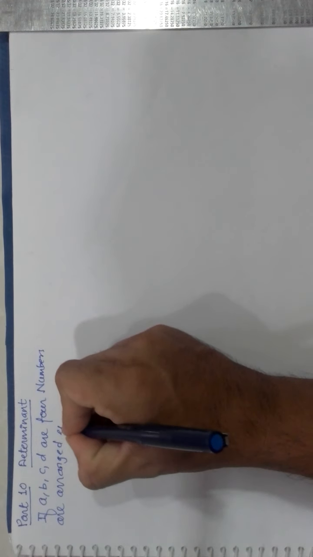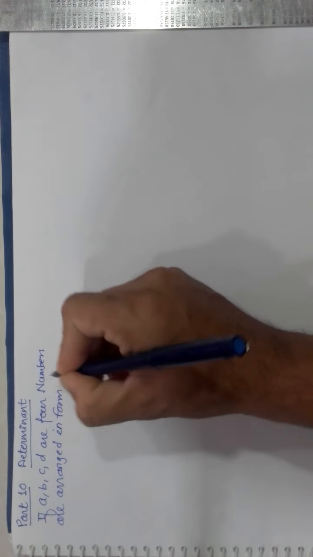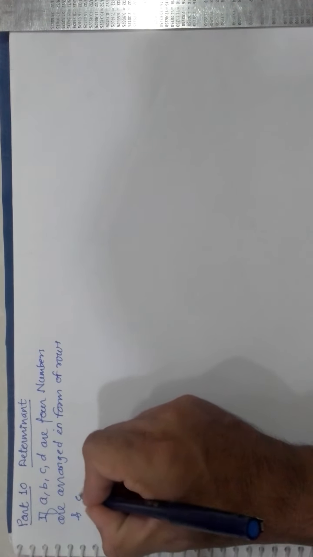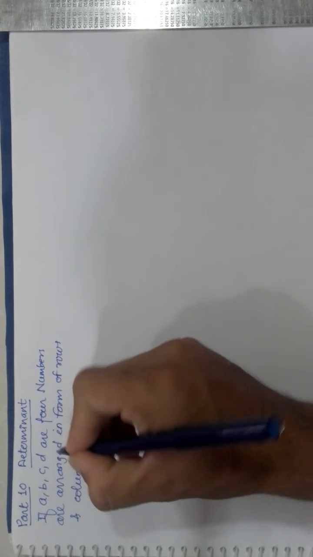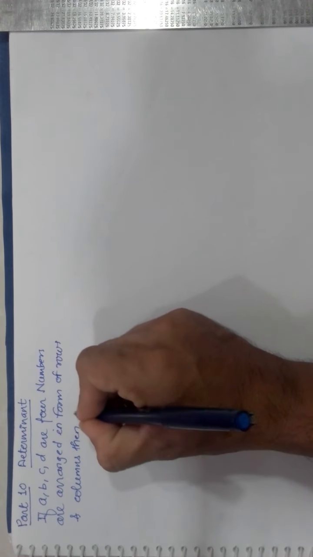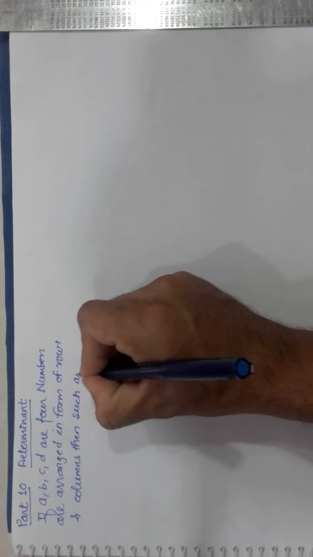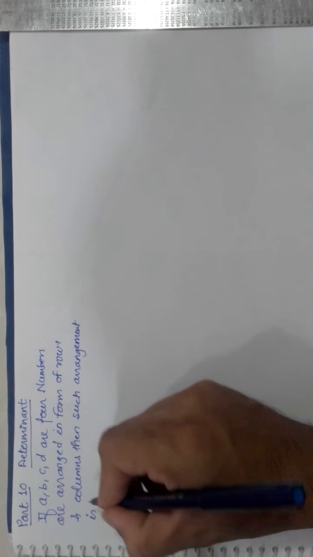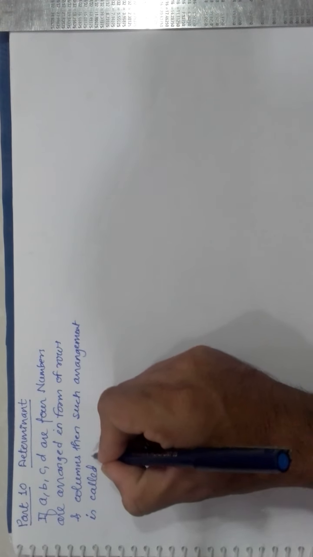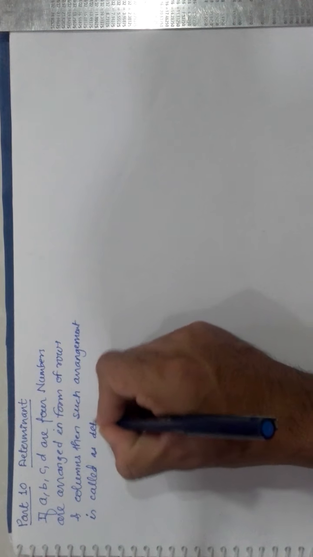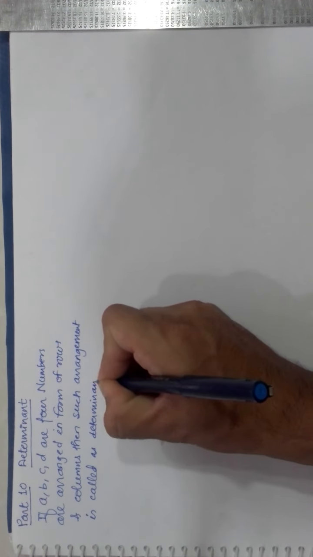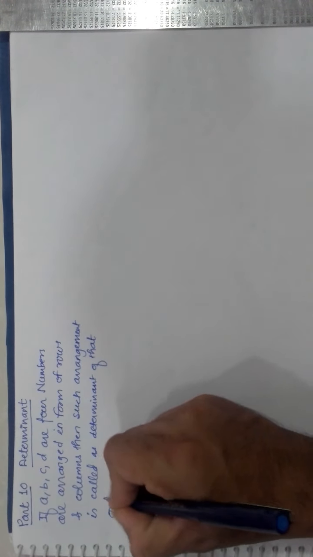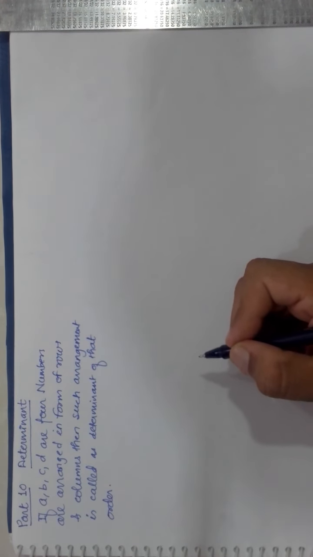in the form of rows and columns, then such an arrangement is called a determinant of that order. Now I will come to this word, what that order is.